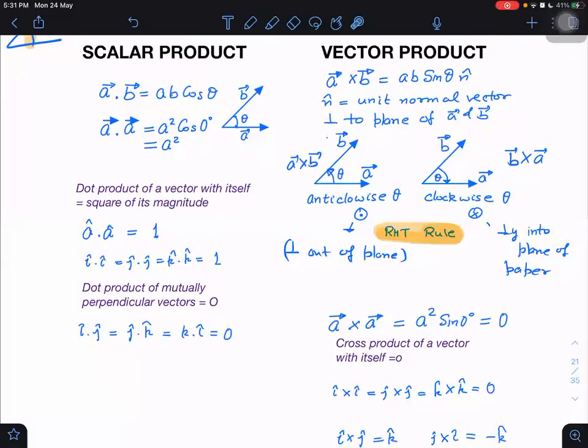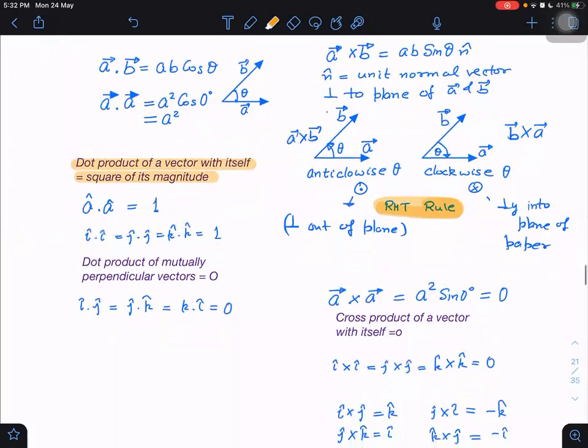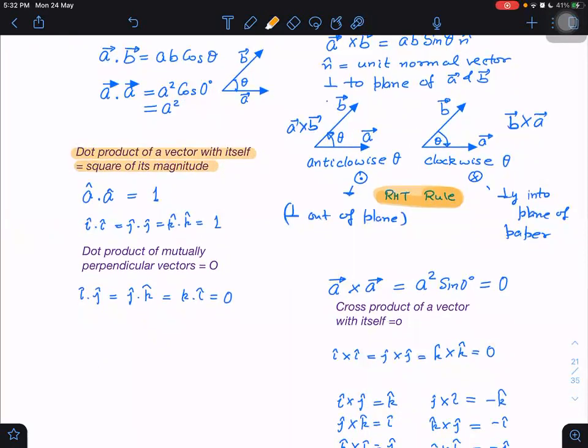If I take the scalar product of a vector with itself, what will be the angle of vector A with A? A with A will become a 0 degree angle, or not? Zero. Yes, sir. Because the angle is 0, the dot product will become A into A, which is A square, into cos 0 degrees. Cos 0 is 1, so it becomes just A square only. So an important line to be remembered: the dot product of a vector with itself is equal to the square of its magnitude.